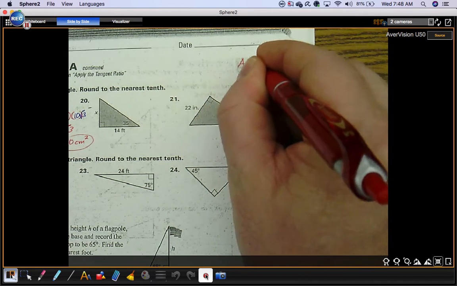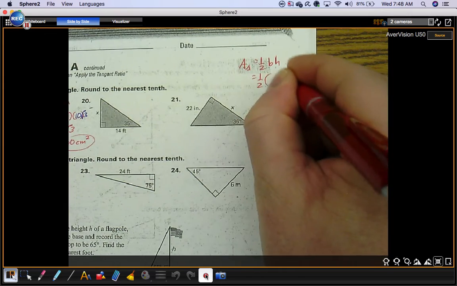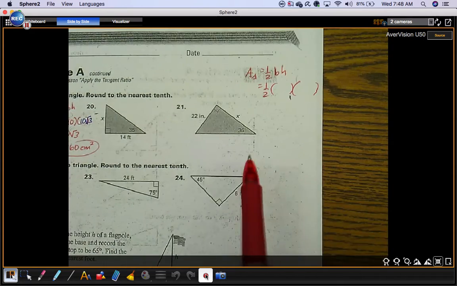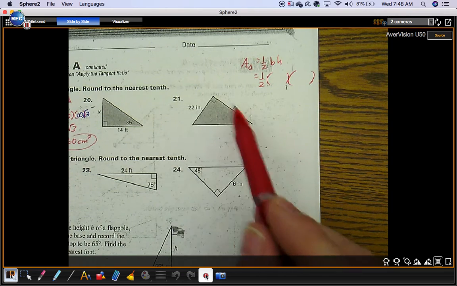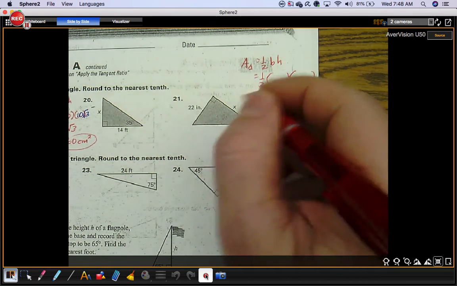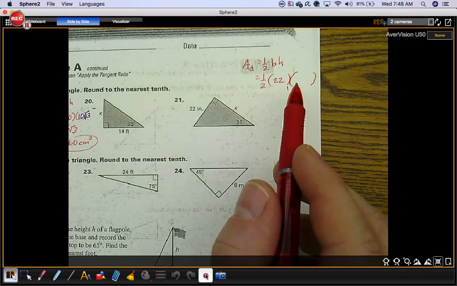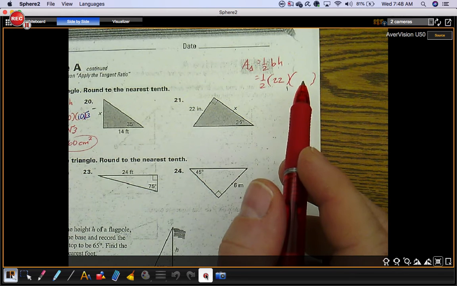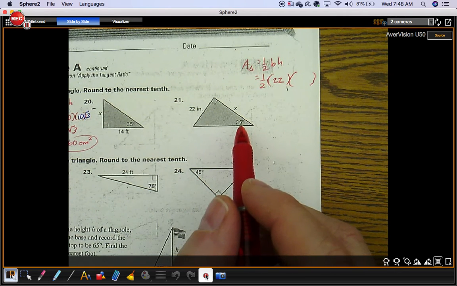The area of my triangle is 1/2 base times height. The base and the height of a right triangle are the legs. I'll say one base is 22. The height is unknown. We're going to solve for that. And when we put it here, we're not going to put a decimal answer. We're going to put the exact answer. I can't use 30, 60, 90. I can't use 45, 45, 90.